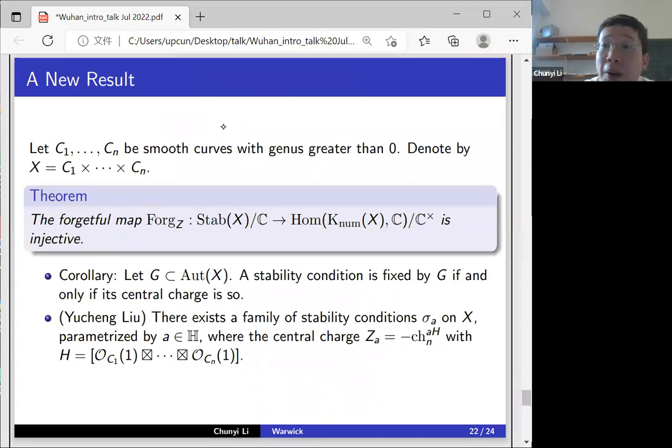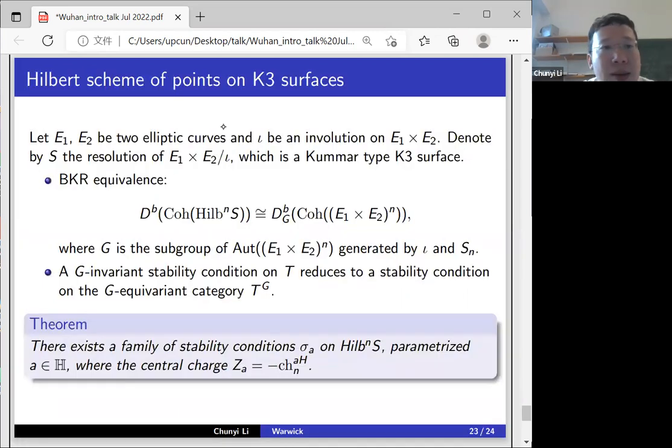And for the Abelian threefold, we have new results very close to the original conjecture. We can't show the space is exactly that, but we can show there's an injective map from the stability manifold to the space conjectured by Kontsevich and Fabian Haiden. Roughly speaking, that is the theorem we prove, and we have a very nice corollary of this new result, by combining the BKR equivalence.